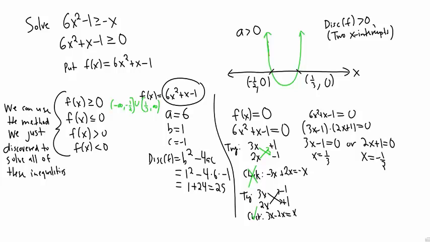There's the solution set. So for when the function is less than or equal to 0, we see that the graph is below the x-axis on here. And we include the endpoints because they correspond to x-intercepts, and we have a less than or equal to inequality.